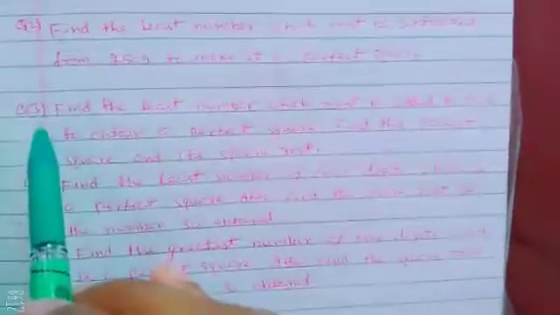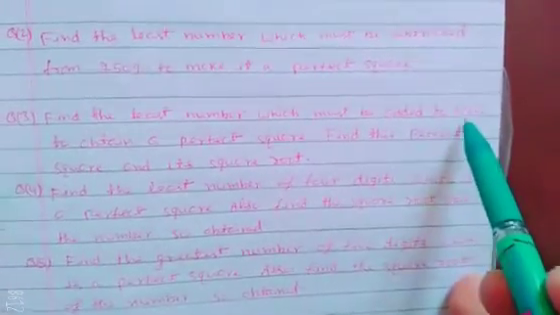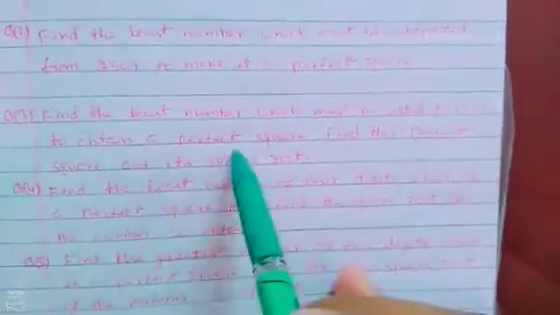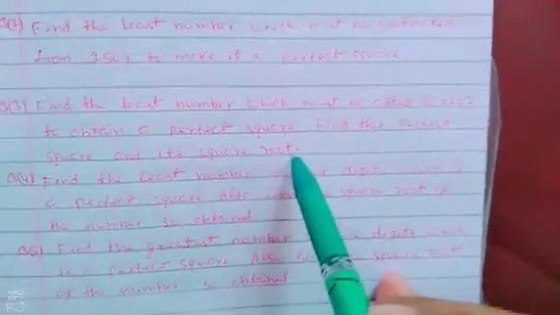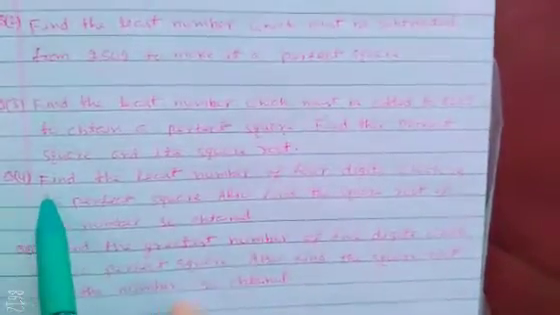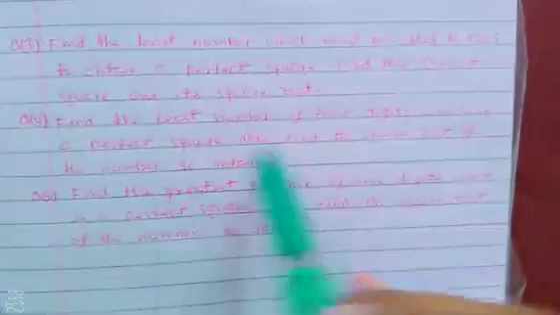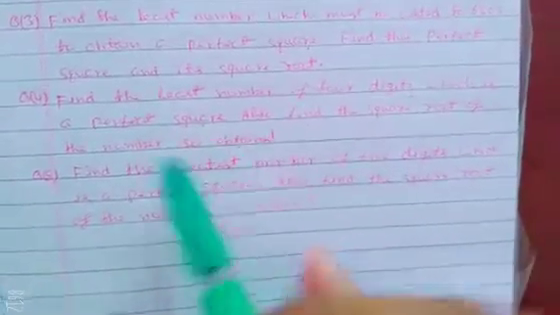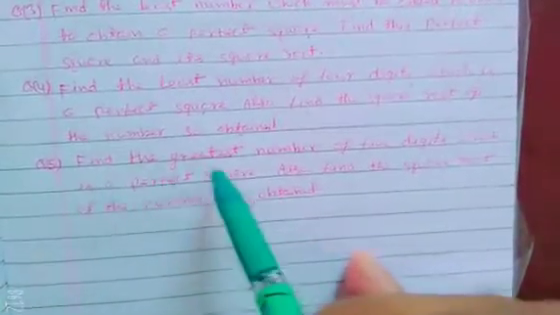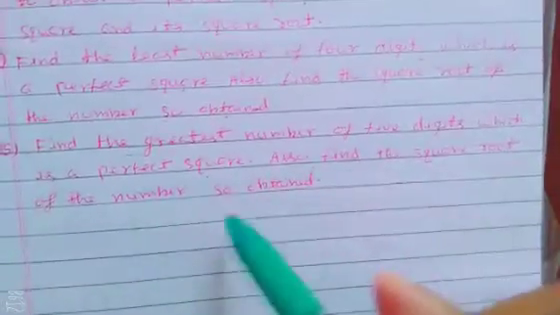Question 3. Find the least number which must be added to 6203 to obtain a perfect square. Find this perfect square and its square root. Question 4. Find the least number of 4 digits which is a perfect square. Also find the square root of the number so obtained. Question 5. Find the greatest number of 5 digits which is a perfect square. Also find the square root of the number so obtained.